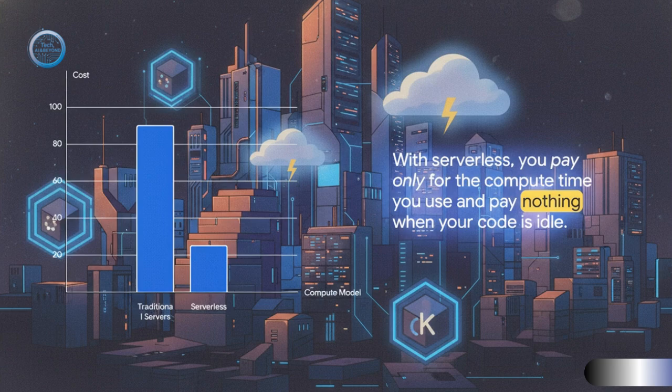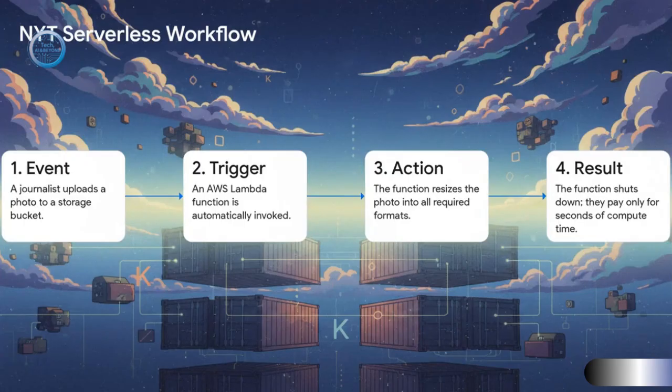The second major benefit is automatic, elastic scaling. If 1,000,000 events happen all at once, the cloud platform will automatically run 1,000,000 concurrent instances of your function to handle the load with zero configuration from you. The New York Times has a fantastic real-world example of this.